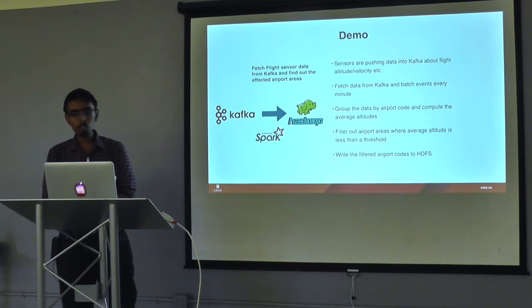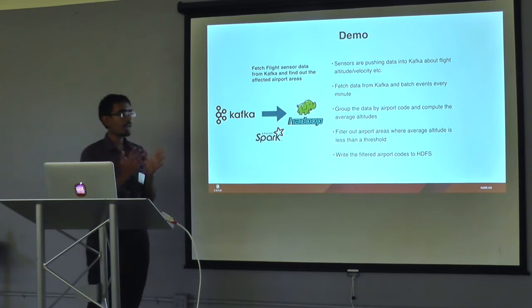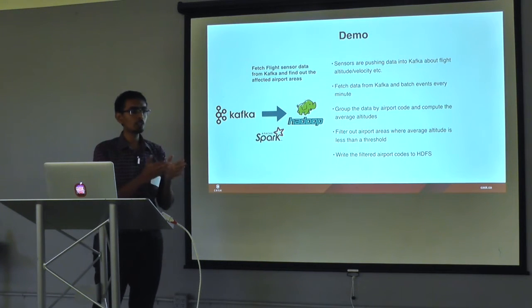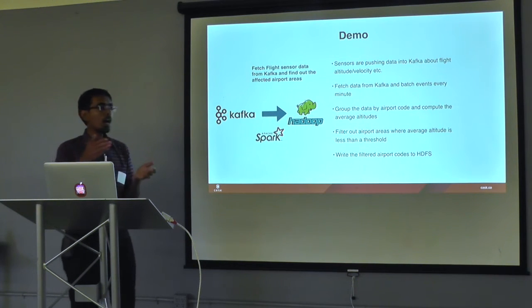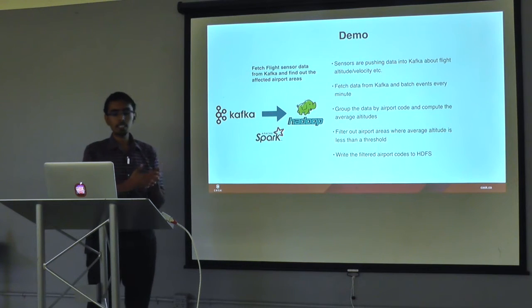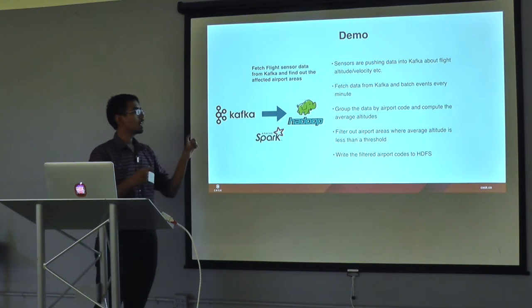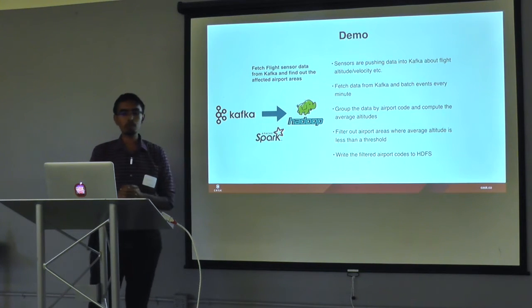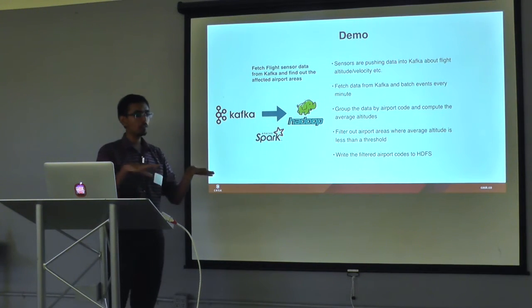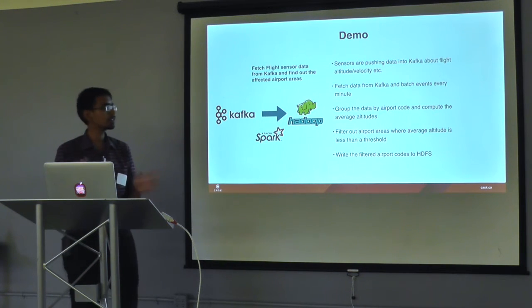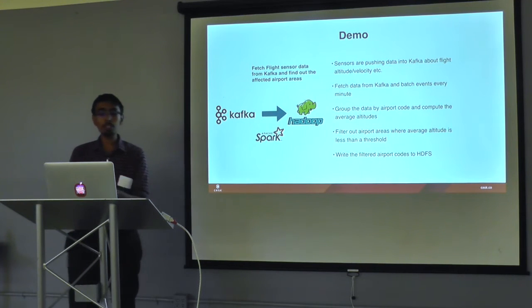And what we will do is we'll group by the airport code. So let's say you're getting data from a flight that's trying to land at SFO or SJC, and you have the altitude information of the flight. We'll compute the average of the altitudes by airport code. So for example, the average altitude around SFO is, let's say, 300 meters, I'm just throwing out some values. So we are computing that.